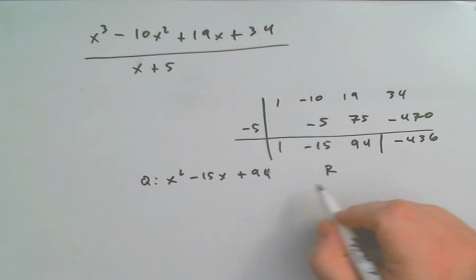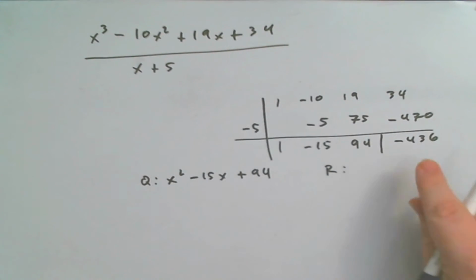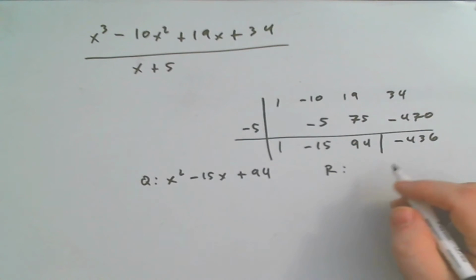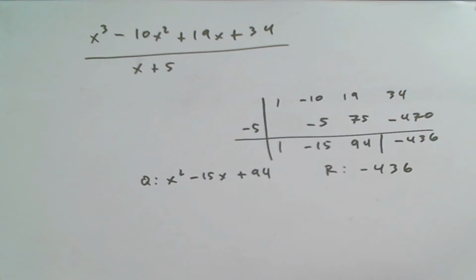And then our remainder, that didn't come out so well. Our remainder is this constant number here, so just negative 436. Okay? And so that's how this process works.